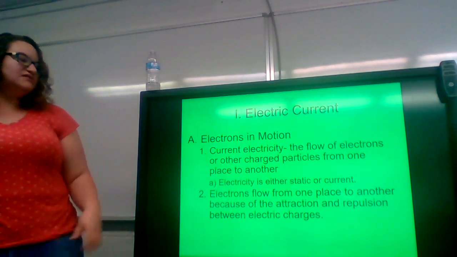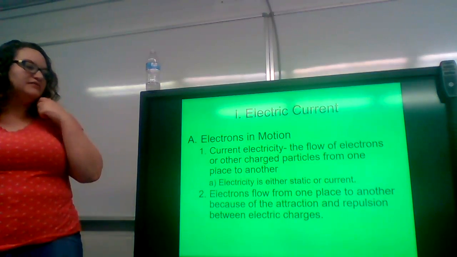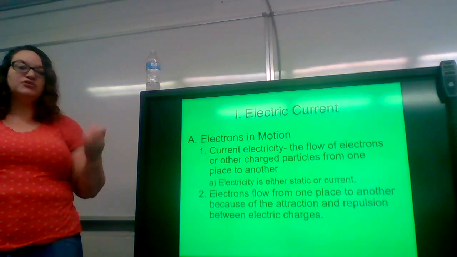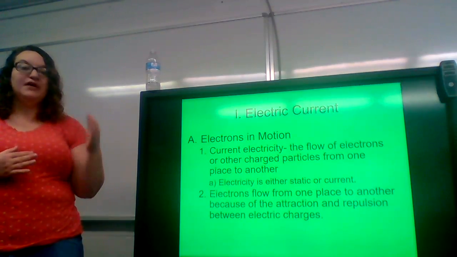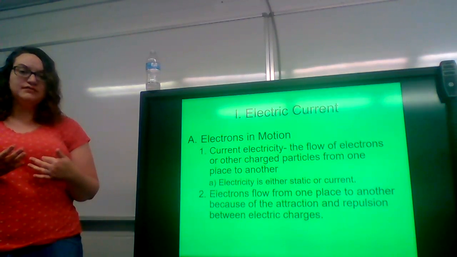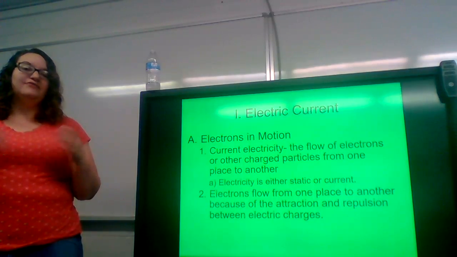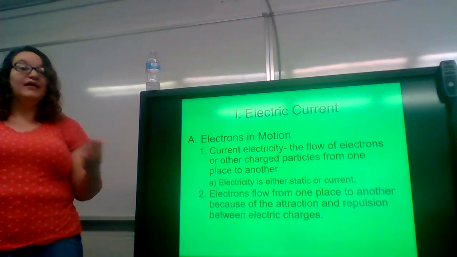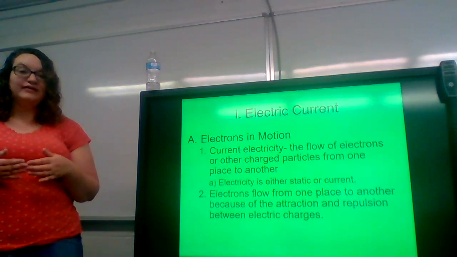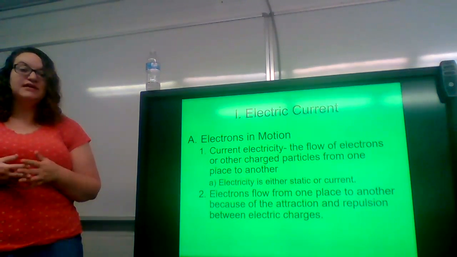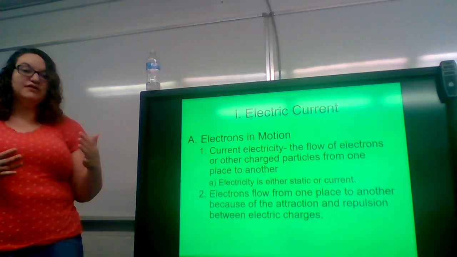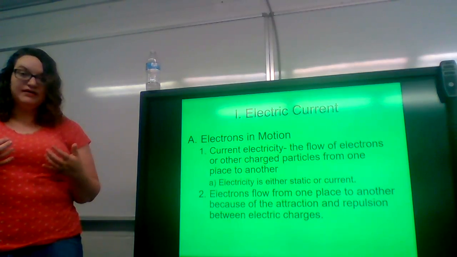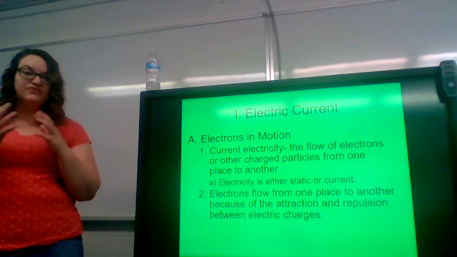All right, now electrons flow from one place to another because of the attraction and repulsion between electric charges. All right, electric charges are just like magnets. They have a positive end and they have a negative end. All right, they have an area of positive attraction and an area of negative attraction. And opposites attract with electrons just like they do with magnets. So positive electrons are going to seek negative electrons and negative electrons are going to seek positive electrons, all right? And it is that vice versa relationship.